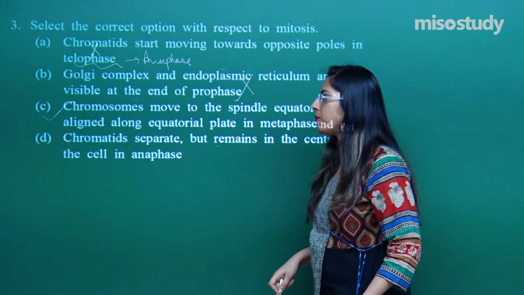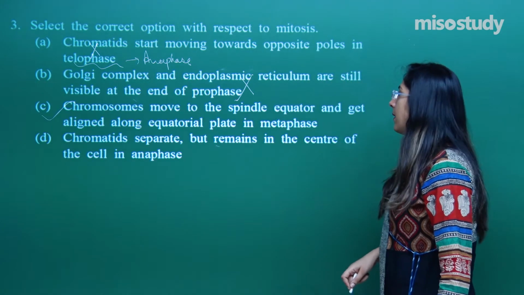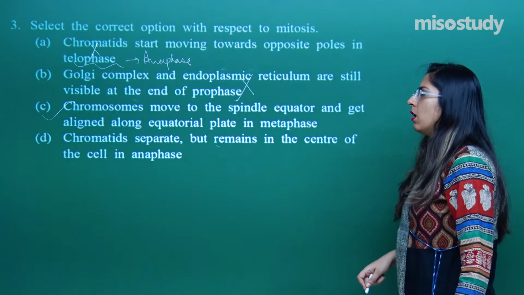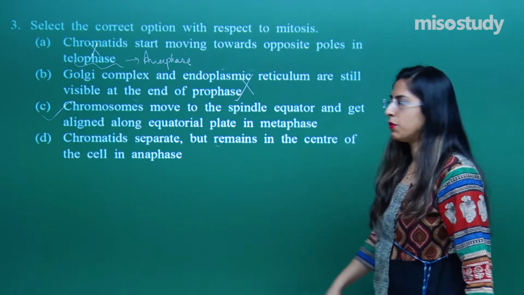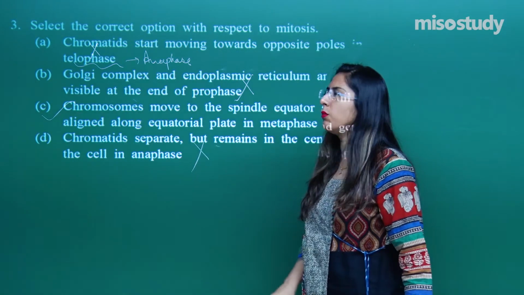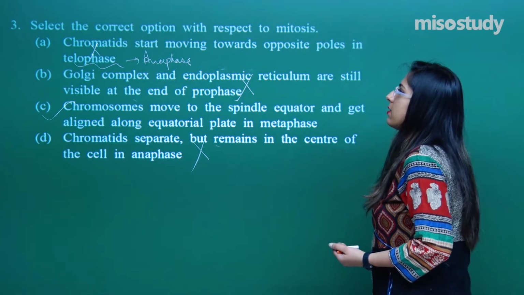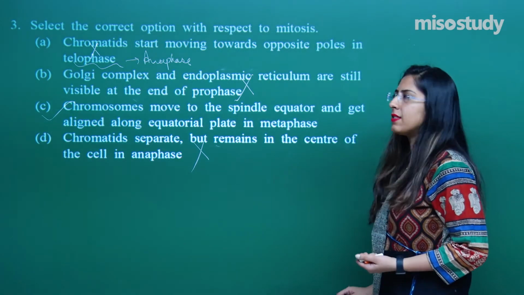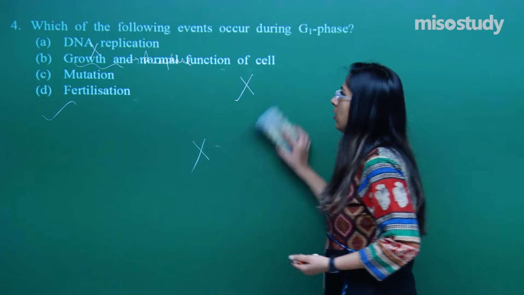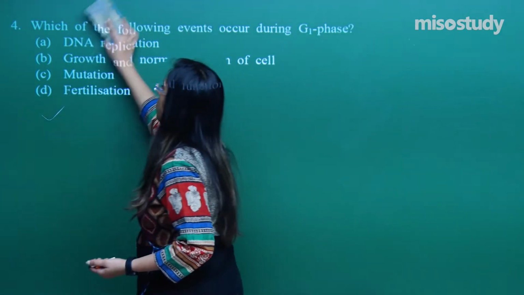Let's look at the D option. Chromatid separates but remains in the center of the cell in anaphase. No. In the anaphase, they start moving towards the opposite end. This is question number 3, correct option C. Let's look at the next question, question number 4.